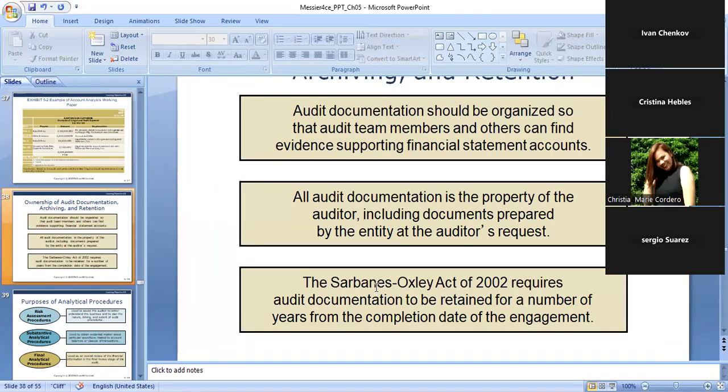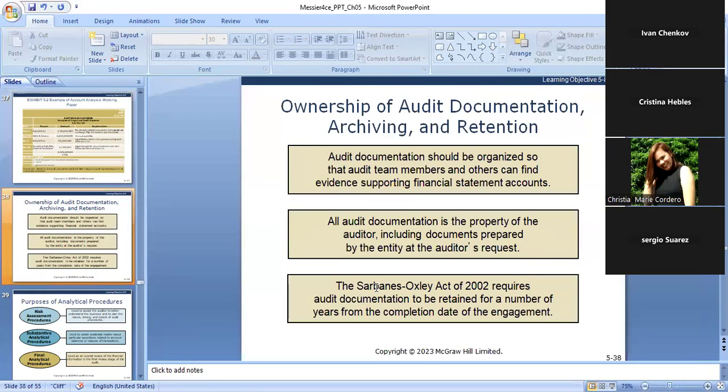So the next thing that we have to do is determine who owns the audit document, where to put the archive, and how to retain it. Audit documents should be organized so the audit team members and others can find them. All the audit documents are the property of the auditor, including the documents prepared at the auditor's request by the entity. And the act requires the audit documents to be retained for a number of years from the completion date of the engagement.